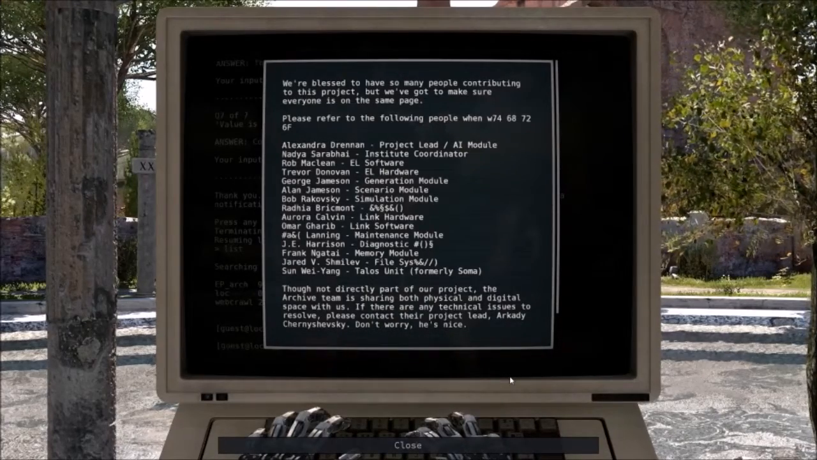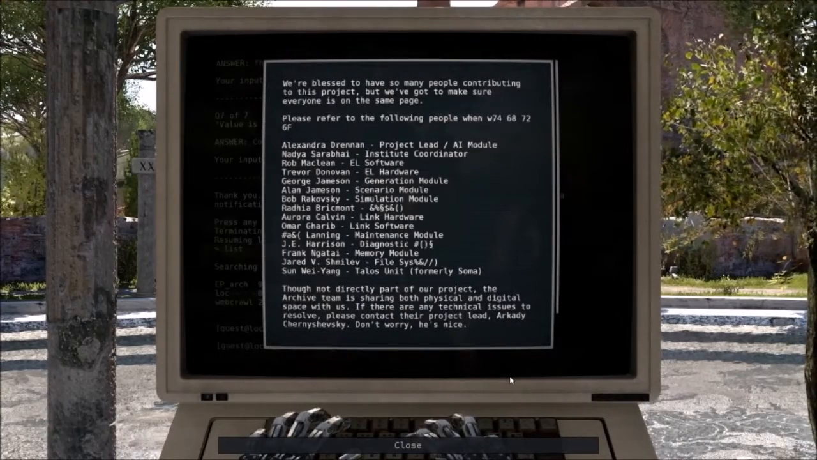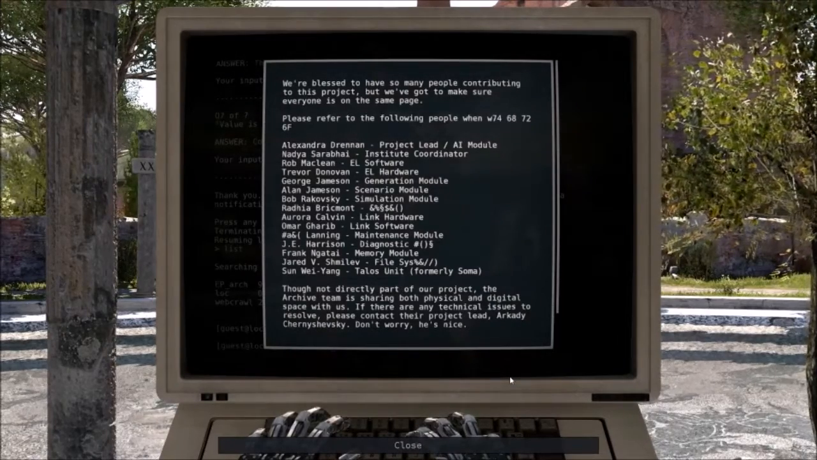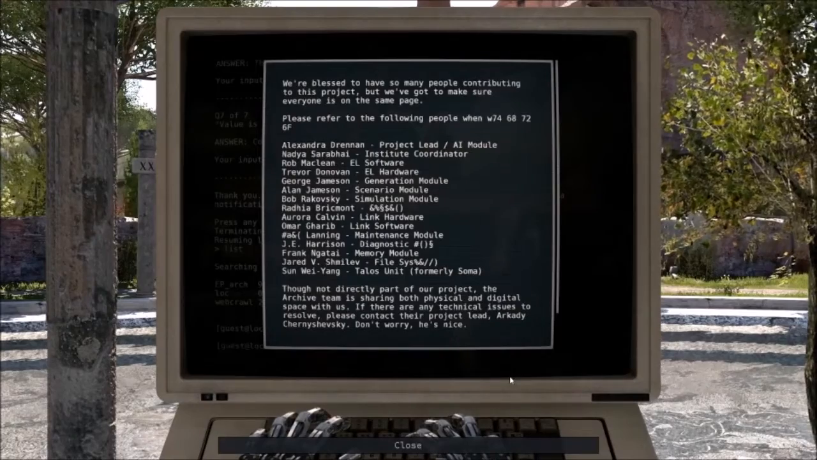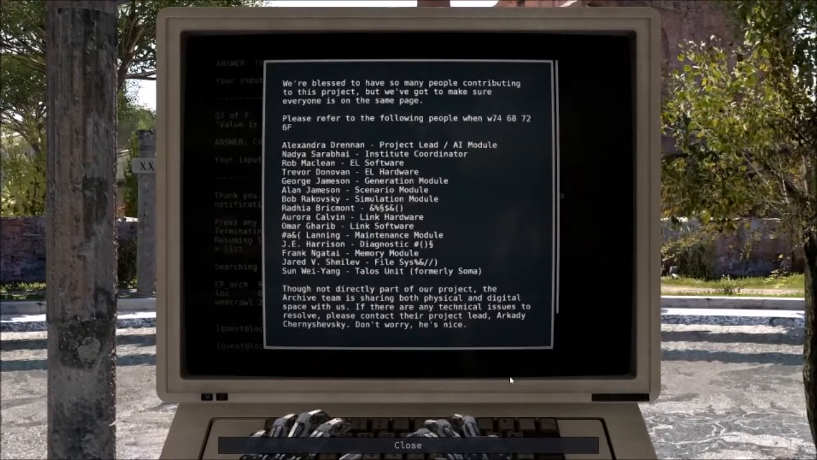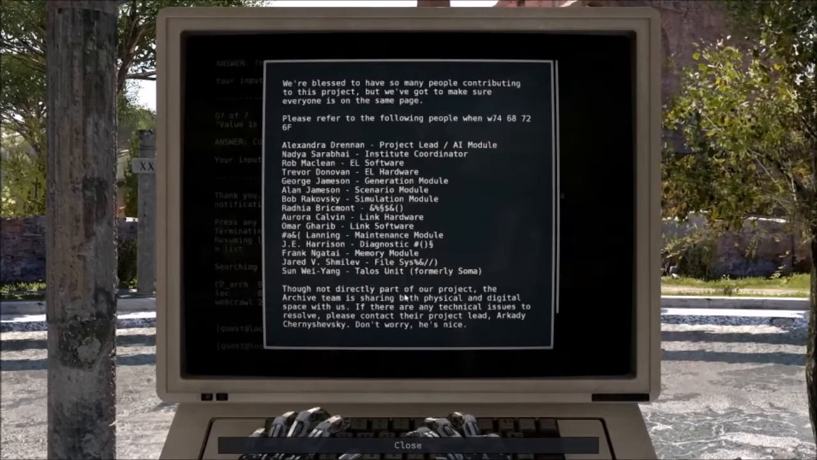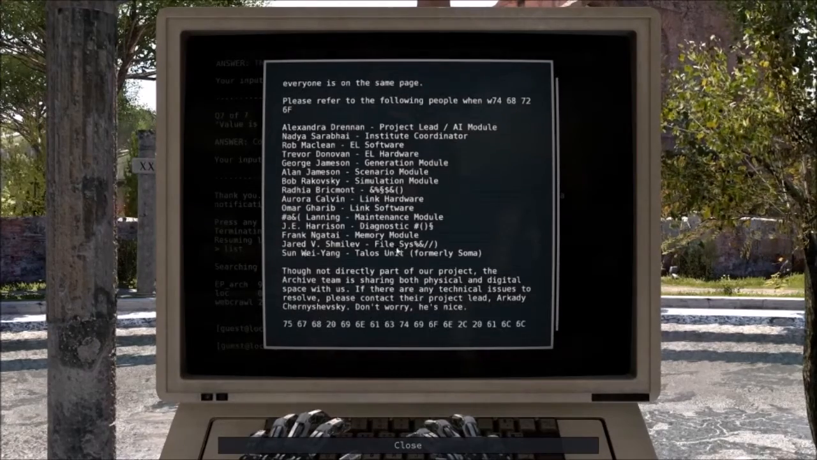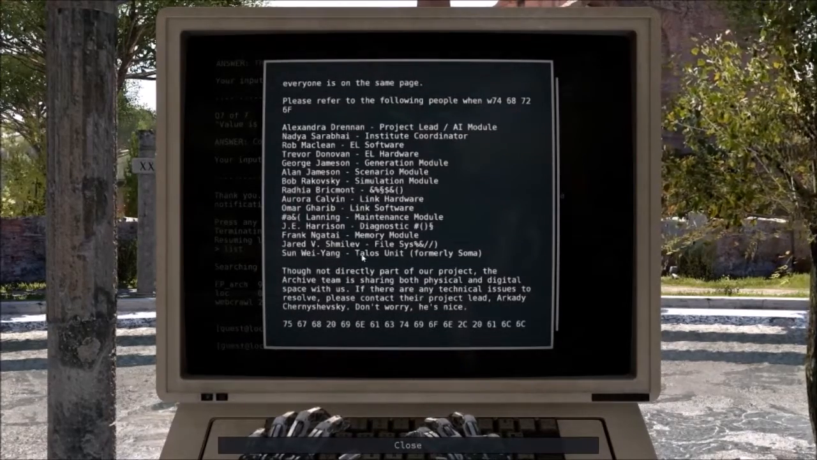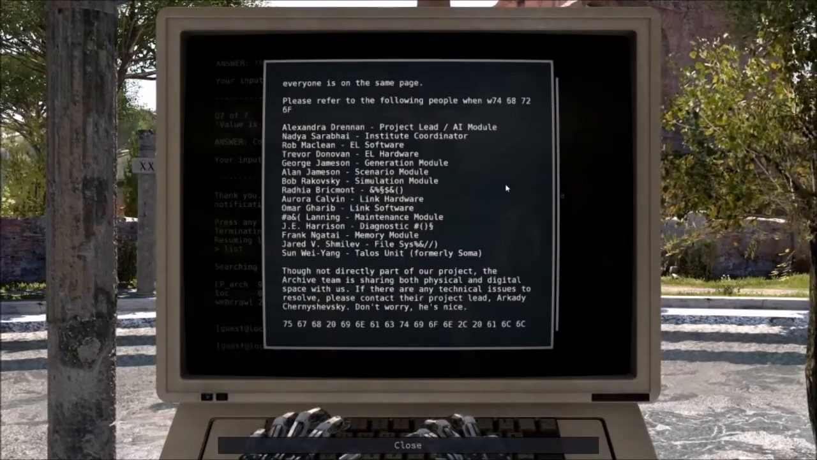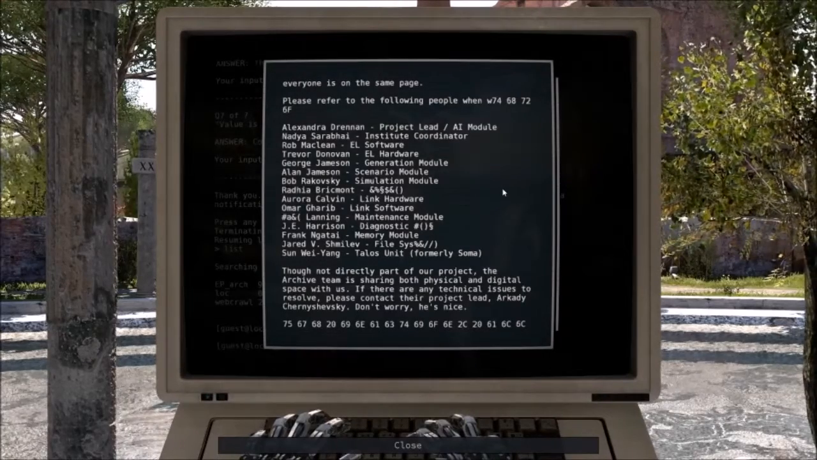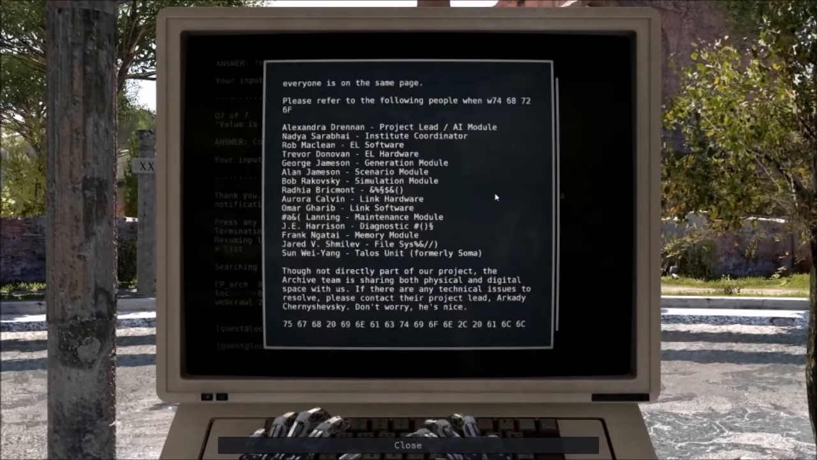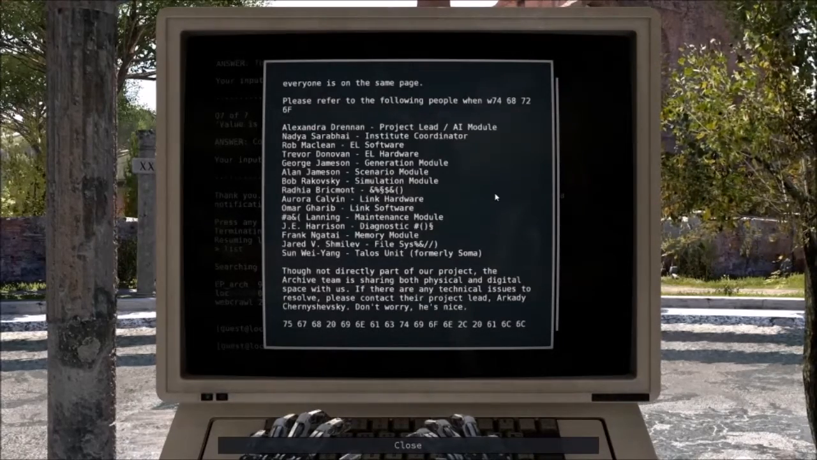J.E. Harrison, Diagnostic something. Frank Natai, Memory Module. Jared V. Shmilev, File Systems, I guess. Sun Wei Yang, Talos Unit. It's peanut butter jelly time, peanut butter jelly time. Wei Yang, Wei Yang, Wei Yang, Wei Yang. I'm sorry, I couldn't resist.